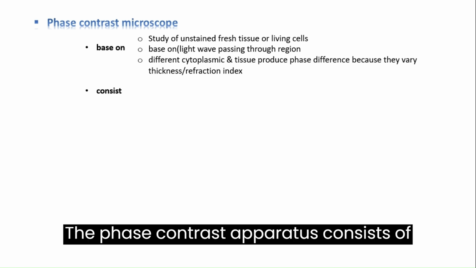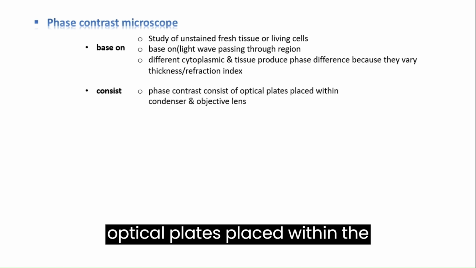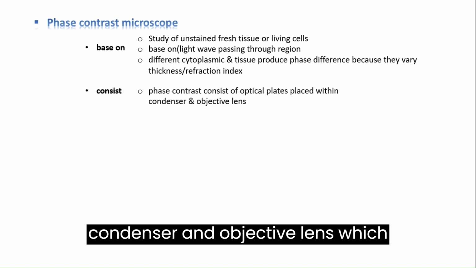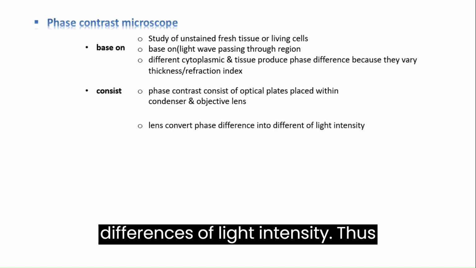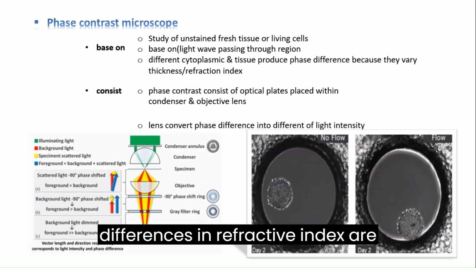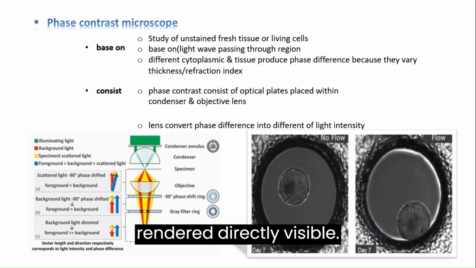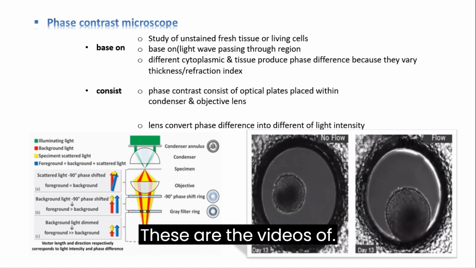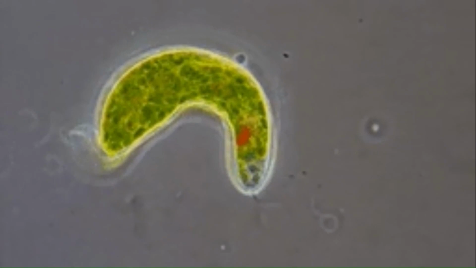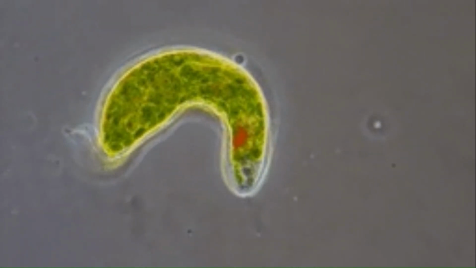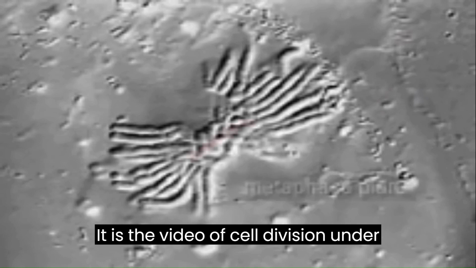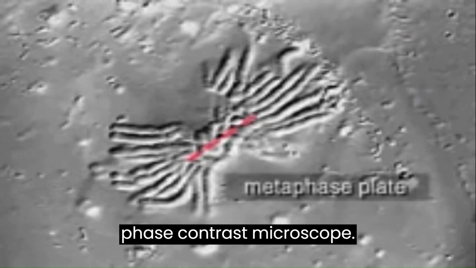The phase contrast apparatus consists of optical plates placed within the condenser and objective lens, which convert the phase differences into differences of light intensity. Thus, differences in refractive index are rendered directly visible. These are videos of objects under a phase contrast microscope. It is a video of cell division under a phase contrast microscope.